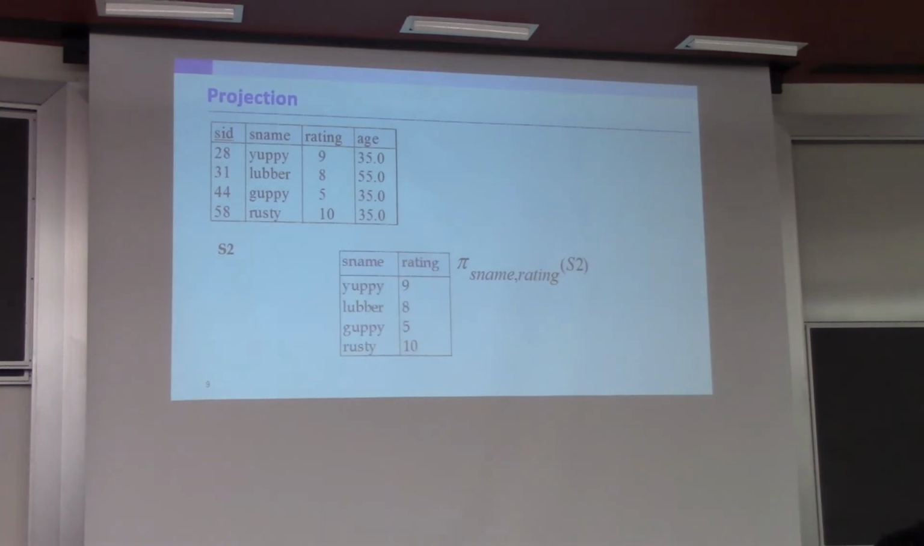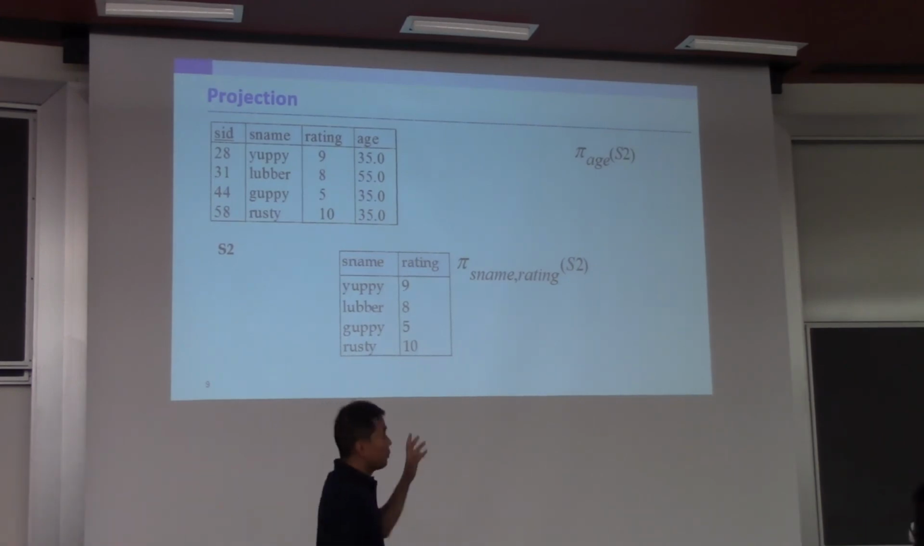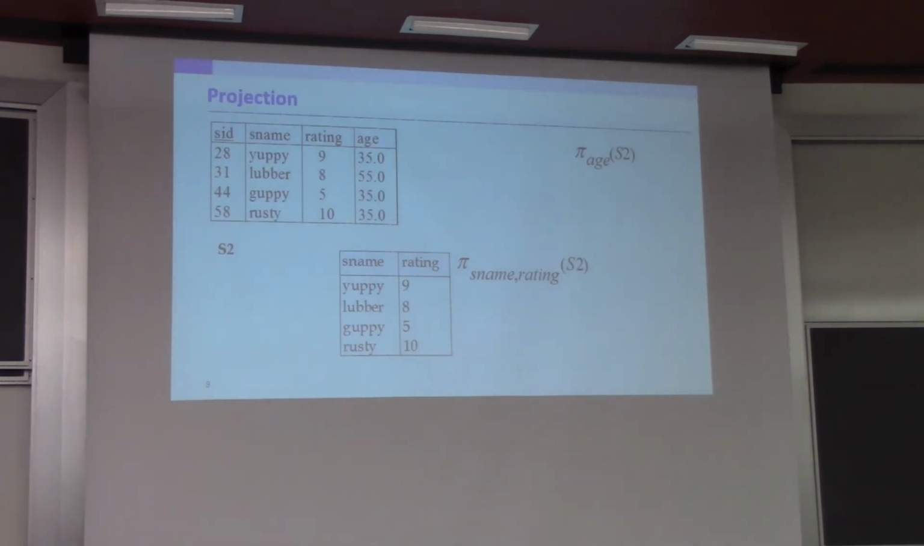So if I put that name and rating, that's what you get. You are selecting everything from that column. So rating and age is simple. Rating and serial name is simple. What if I put that on age? What's the result I get?